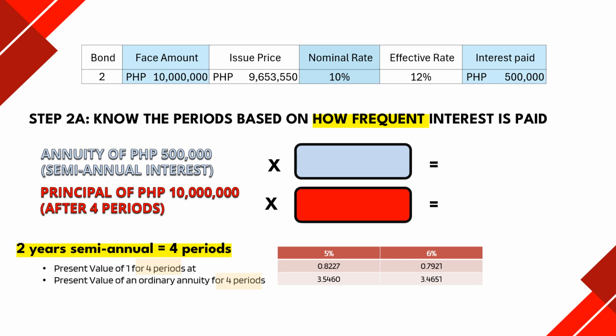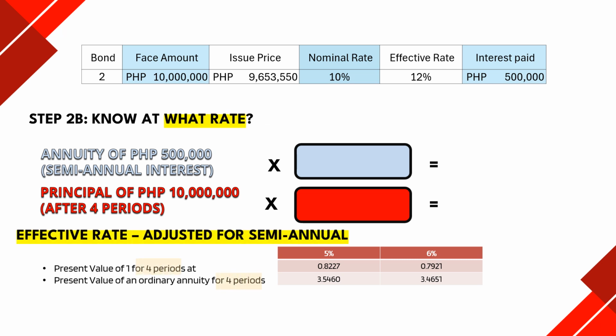The next question is, anong gagamitin natin? 5% or 6%? We always use the effective interest rate to get the PV factor, so adjusted by the frequency. So yung 12% semi-annual is 6%. So hindi yung 5% ng nominal rate, but yung 6% yung gagamitin. So we delete that. So we now know the PV factor.